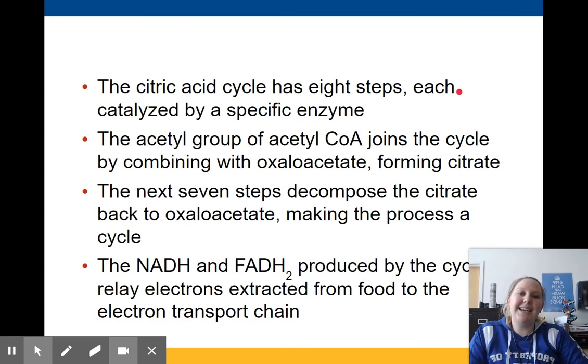The citric acid cycle has 8 steps in total. Each is catalyzed by a specific series of enzymes. The acetyl group of the acetyl-CoA joins the cycle, combining with an already existent 5-carbon molecule that forms citrate or citric acid, and that's where the nickname comes from. The next 7 steps decompose that citrate back into our original 5-carbon molecule, making the process an entire cycle. The NADH and FADH2 that are produced during this cycle then carry the electrons onto the electron transport chain, which is what we'll talk about in our next video.